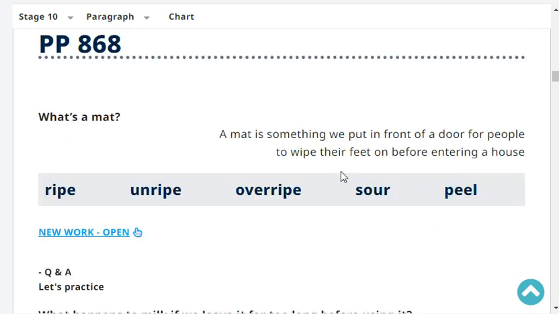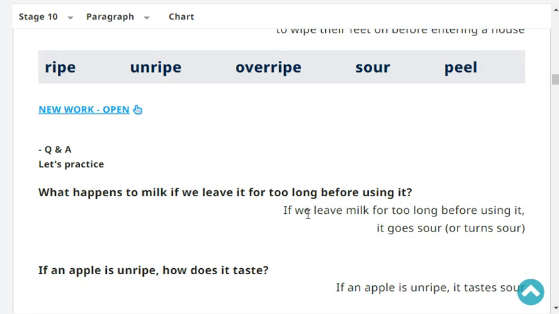Very good. What's a mat? A mat is something we put in front of a door for people to wipe their feet on before entering a house. Very good. What happens to milk if we leave it for too long before using it?